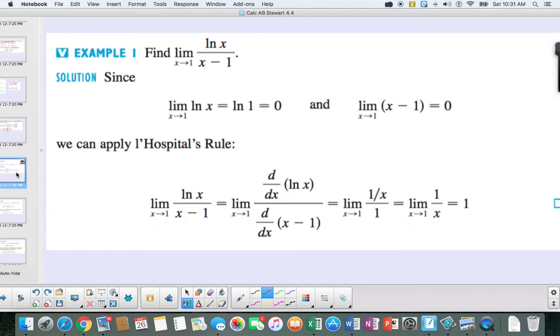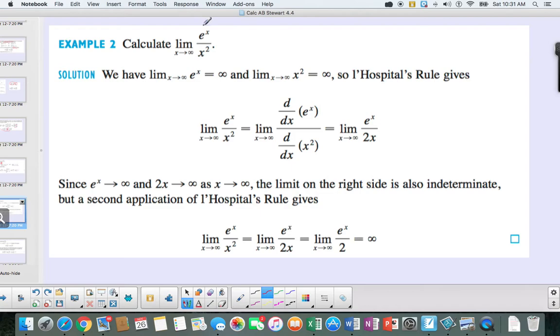Now, how will this apply? First thing is you should always determine whether you can use L'Hopital's rule. So substitute 1 into here, we're going to get 0. Substitute 1 in here, we get 0. That's what this is for. Always make sure you can apply it. Once that's happened, then you take the derivative of the numerator and denominator, and you will get this form, which can simplify to 1 over x, and you can evaluate it, and it is 1.